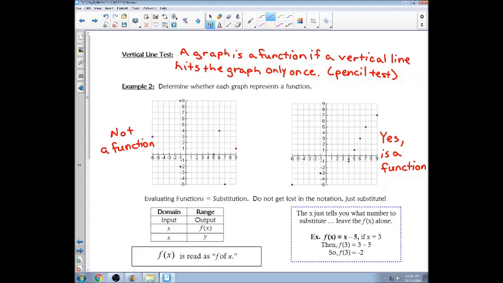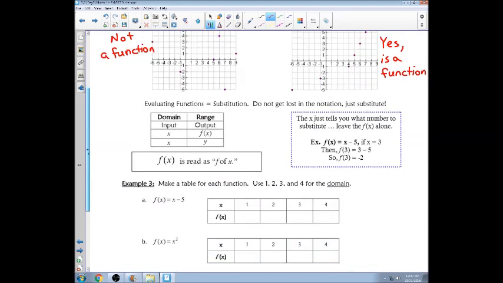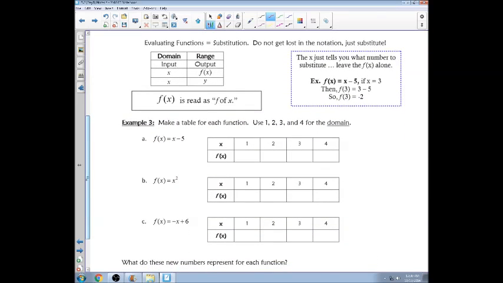And I'll try to show you the vertical line test tomorrow a little bit better if you're struggling with it a little bit. All right. Evaluating functions. It is just equal substitution. Do not get lost in the notation.